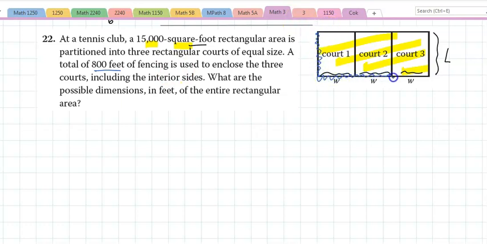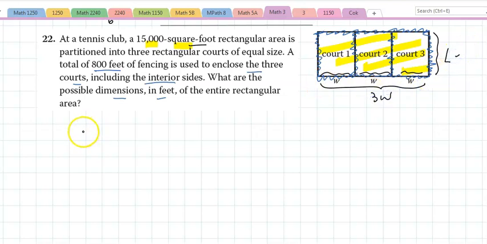That's everything that you see. That's where we're going to use the fencing on all of those. There. That's what you're going to fence. Everything around that will be used to enclose the 3 courts, including the interior sides where we did that. What are the possible dimensions in feet of the entire rectangle? They want to know the entire rectangle, 3W times L.